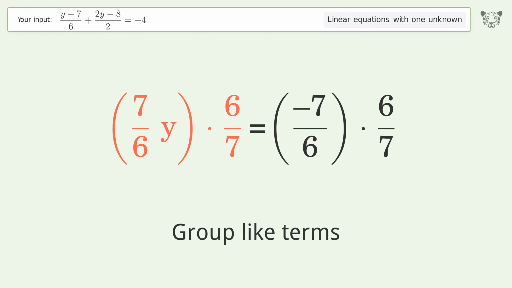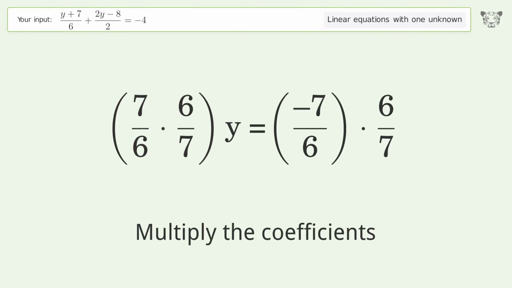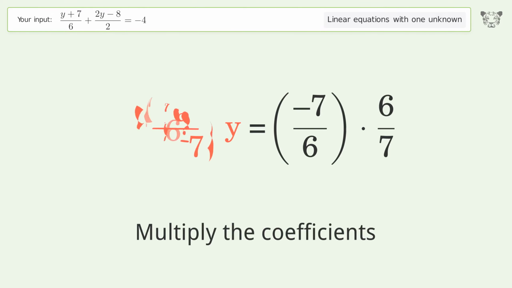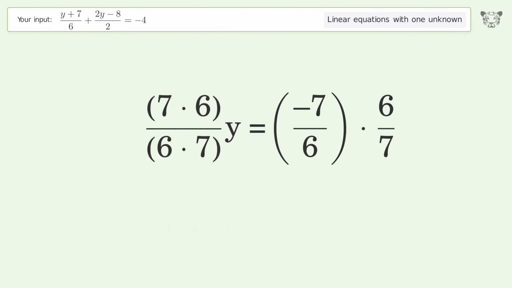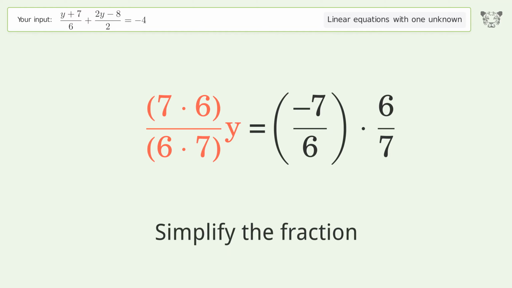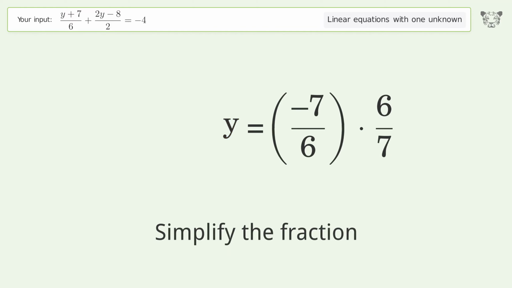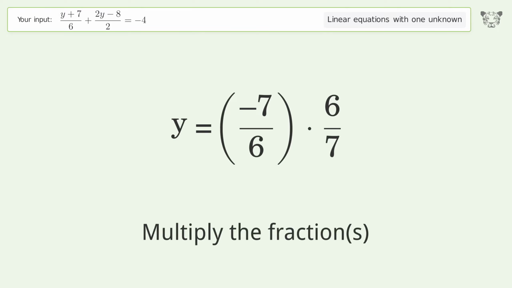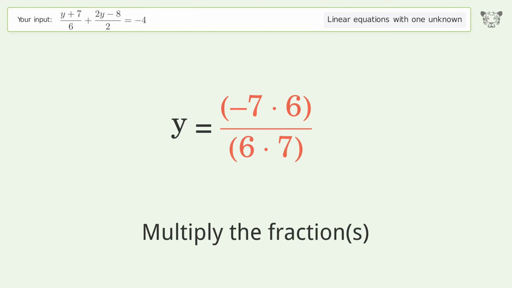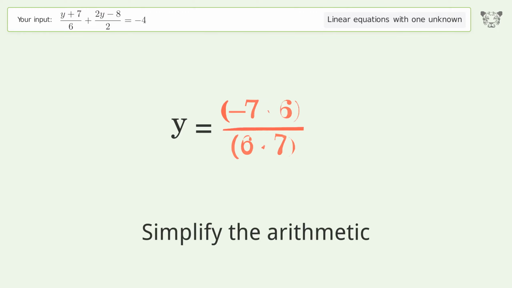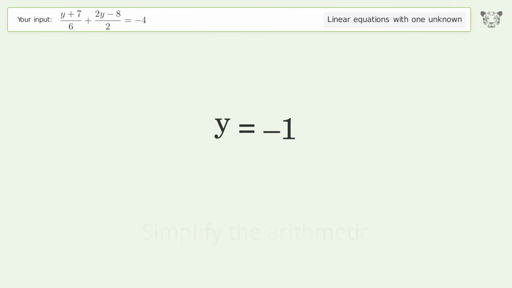Group like terms. Multiply the coefficients. Simplify the fraction. Multiply the fractions. Simplify the arithmetic. And so the final result is y equals -1.